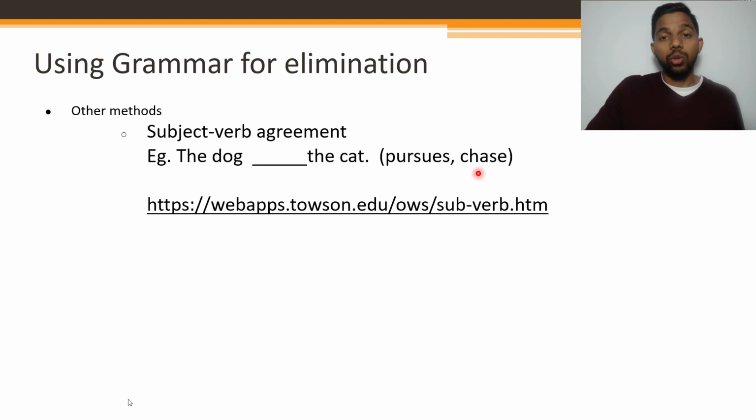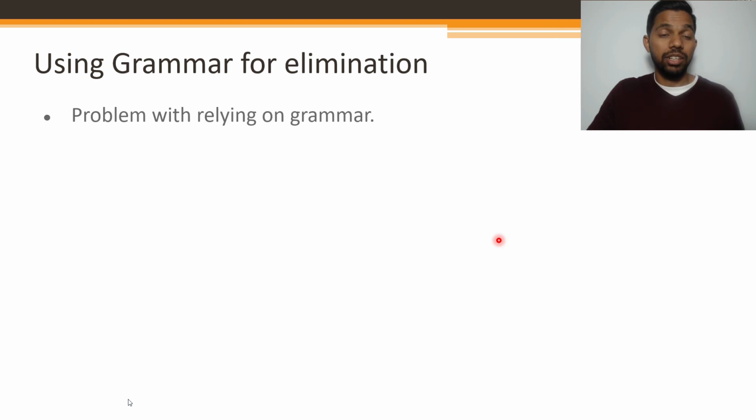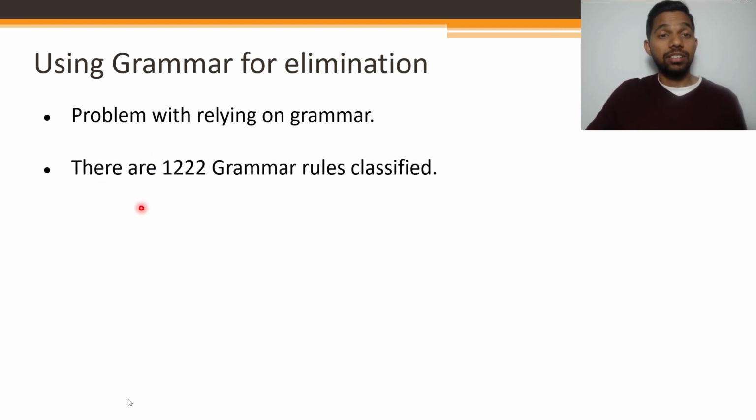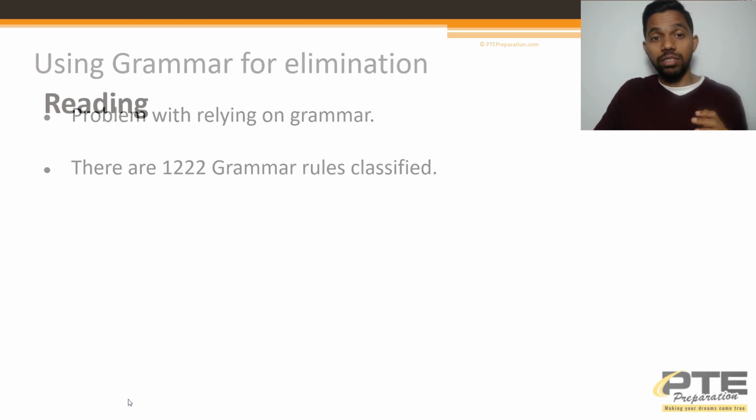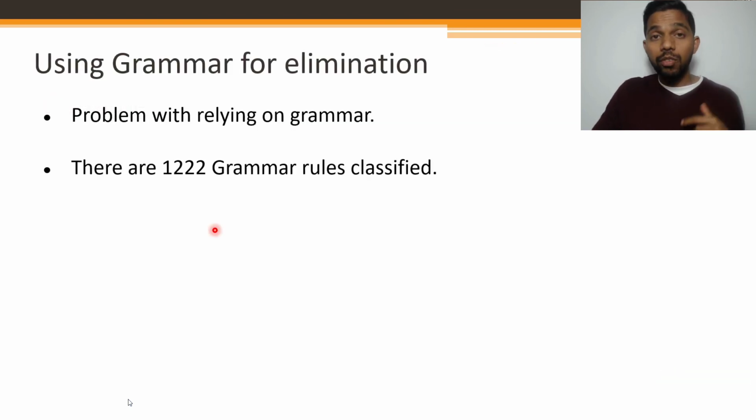So even in this case, if you had the dog chases the cat with an S here, that would have been a better option in this blank. Okay, so that is an instance where grammar comes in use. Though, like I said, the problem with relying on grammar is that there are over 1,000 different grammar rules classified in the English language, and you're not going to have time to go over each one of them and apply them in the exam. So I don't recommend following that approach.